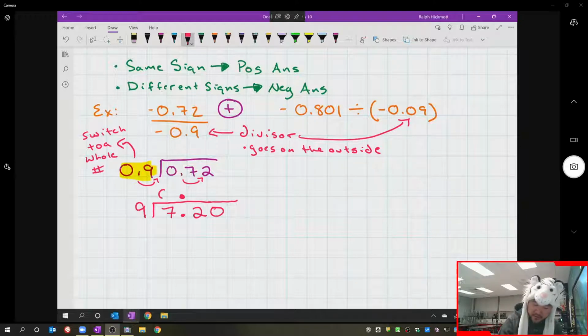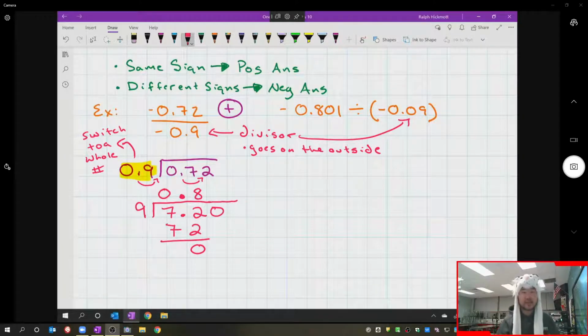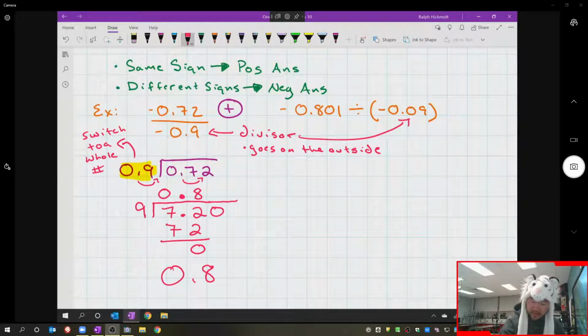9 into 7 is 0. 9 into 72 is 8 times. And finishing that off, 0. I didn't even need that final 0. It's 0.8. And with my final answer being positive, as I noted at the very top, that's finished.